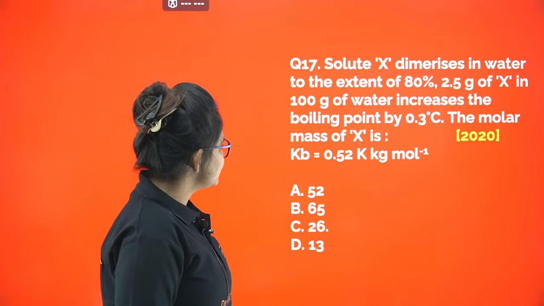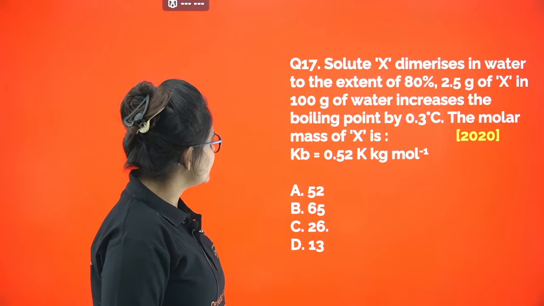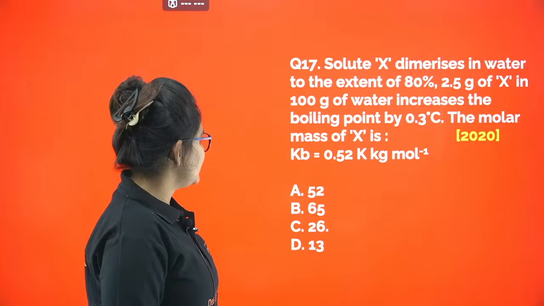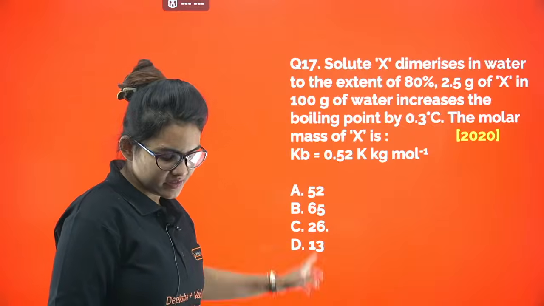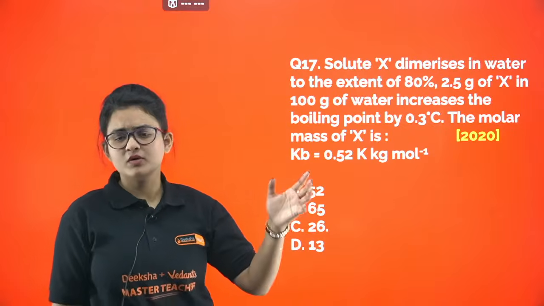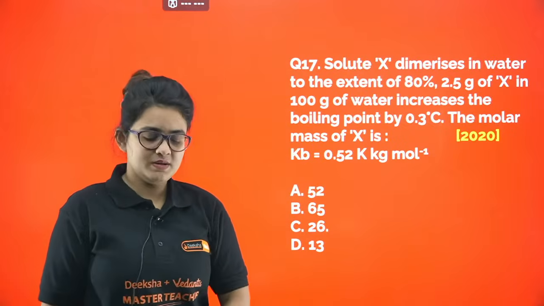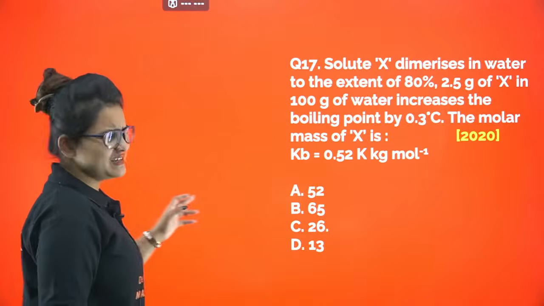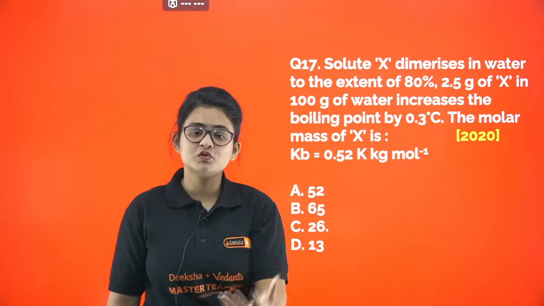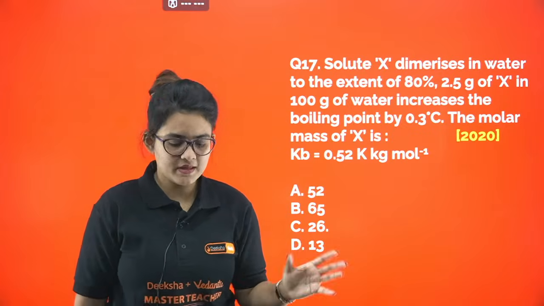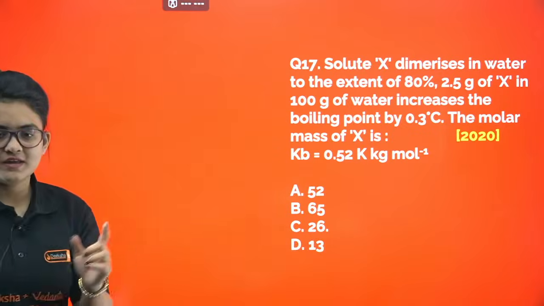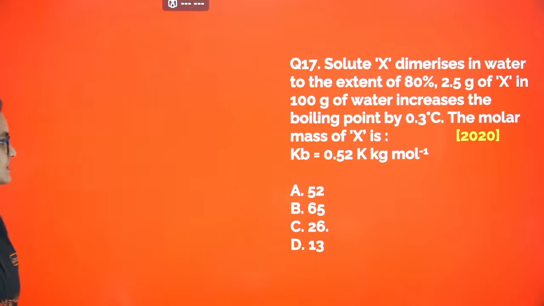22.5 gram of X in 100 gram of water increases the boiling point 0.3 degrees Celsius. The molar mass of X you have to find out. Again, same type of problem, directly you can approach with the formula. But be careful about the calculation. As you can see, at the KCET level, whenever you have to calculate by yourself, the calculations are not that hectic. So yes, be a human calculator and proceed.